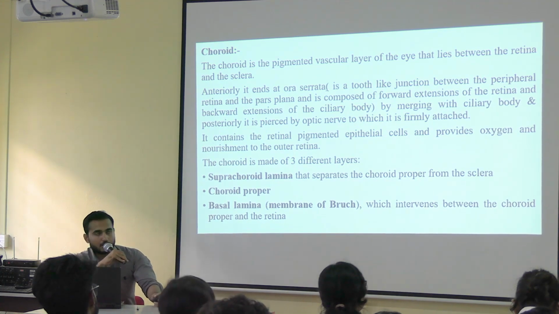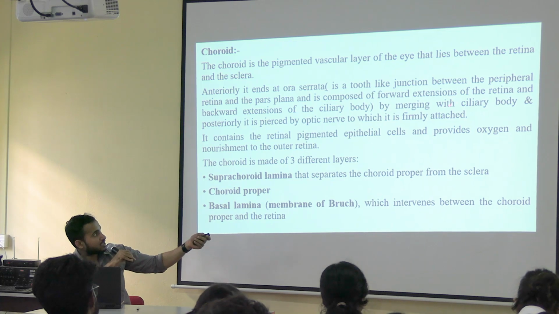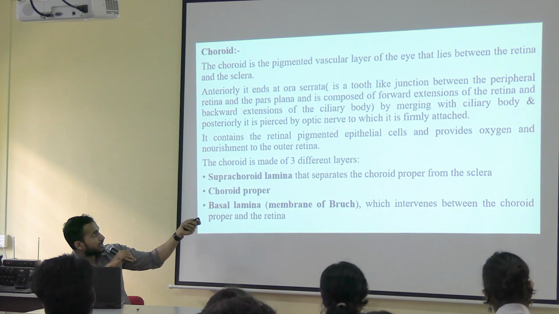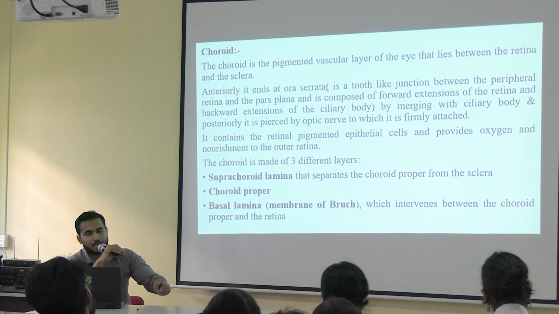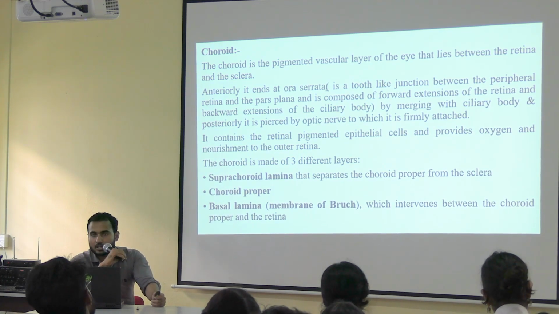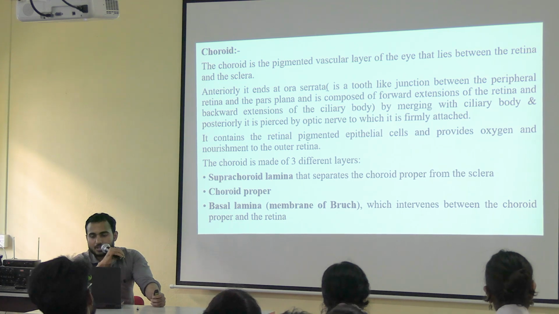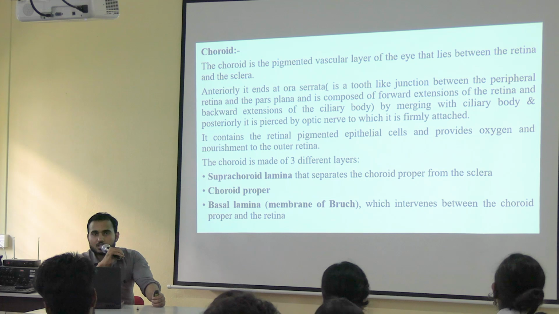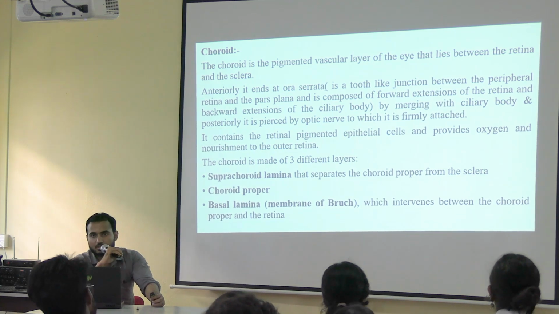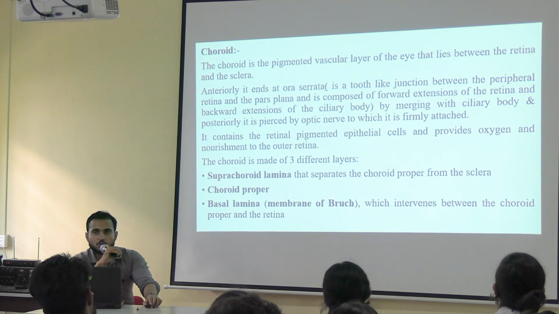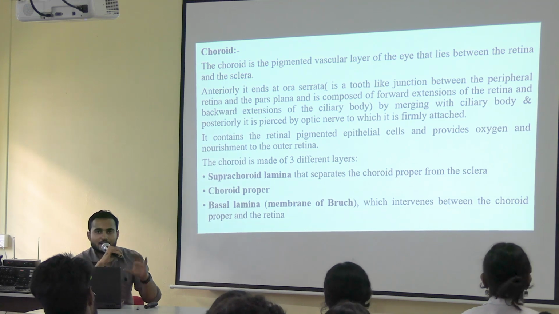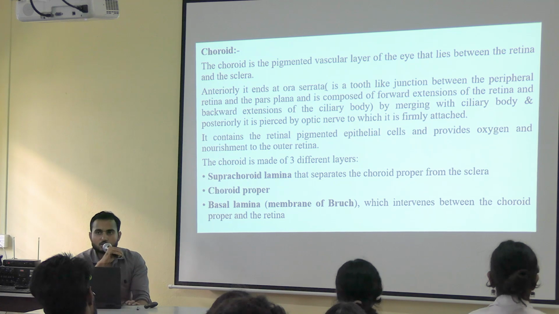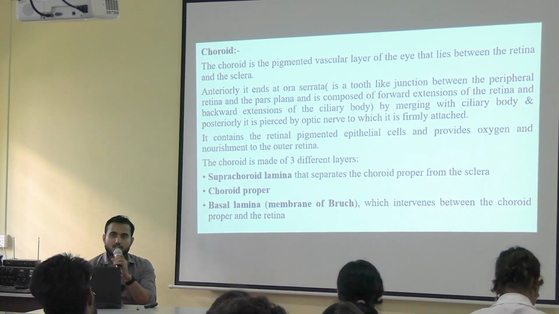Next, it is merging with the ciliary body, and as I said, posteriorly it is pierced by the optic nerve, where it is firmly attached. Now it contains retinal pigment epithelial cells, and provides oxygen and nourishment to the outer part of the retina. Very important. जो choroid होता है, as I said, it is having pigment cells also, and it is having blood vessels also. So those blood vessels, what are the function?